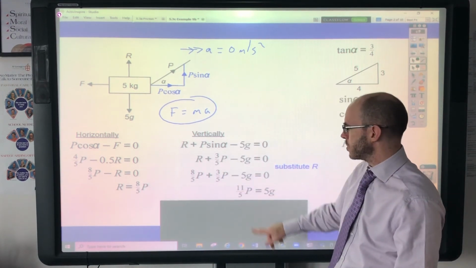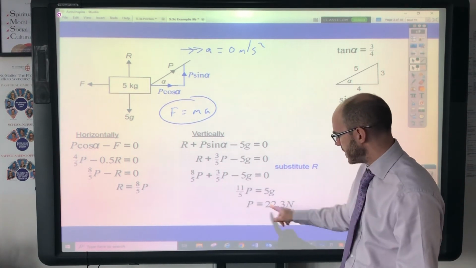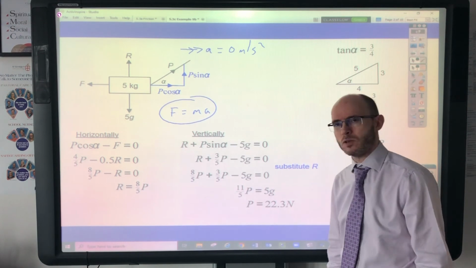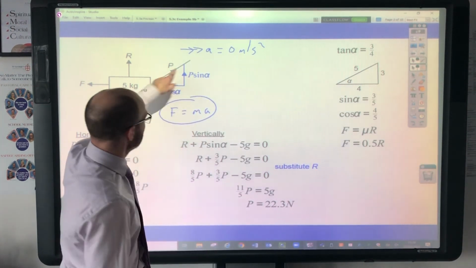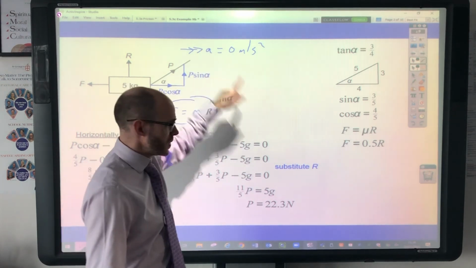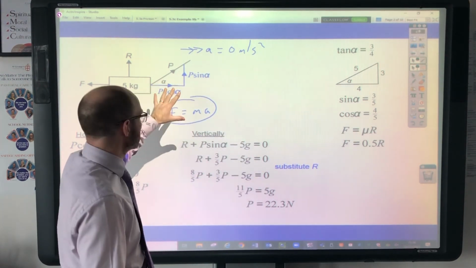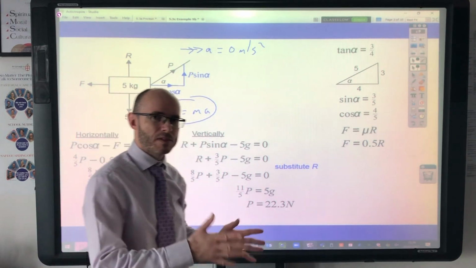Okay. So solving it, here's the next line of working, and then you should end up with P is 22.3 newtons. Okay, 22.3 newtons. So what that means, as a reminder, is when P is a force of 22.3 newtons, then this is on the point of slipping. It's on the point of moving. It's what we call limiting equilibrium.